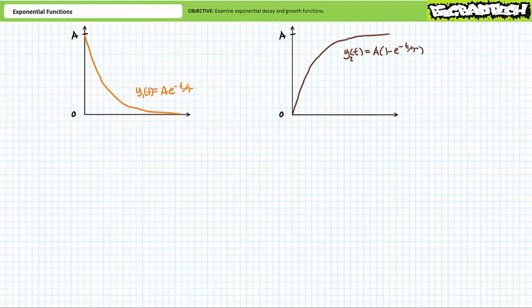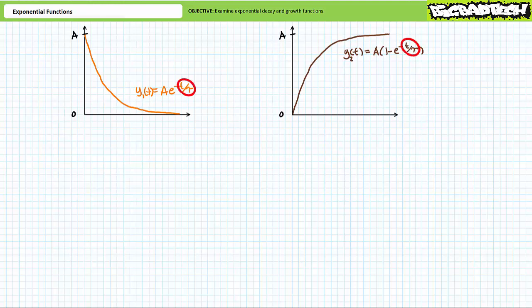raised to. Consider the plot of the general purpose decay and growth functions including tau, where y1 of t equals a times e to the negative t over tau, and y2 of t equals a times 1 minus e to the negative t over tau. It should be absolutely no surprise that they look like this. The decay function y1 of t starts at a and drops to 0. The growth function y2 of t starts at 0 and grows to a.